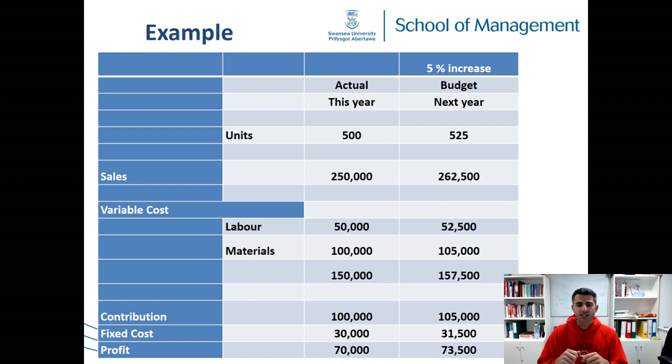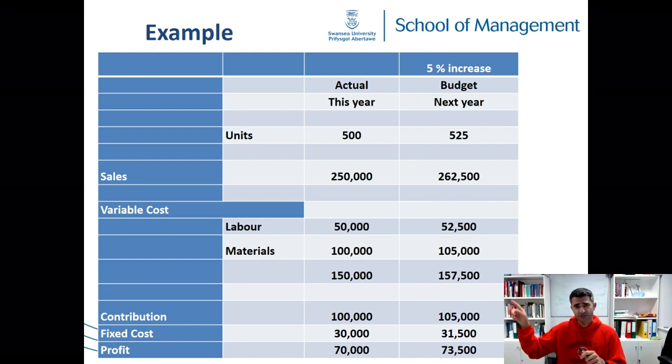If you look here, you will see that for this actual year, 500 units, sales 250,000, variable costs including labor and material. Contribution is the total sales 250,000 minus the total cost 150,000, equal to 100,000 pound total contribution, minus fixed cost 30,000, equals profit 70,000.